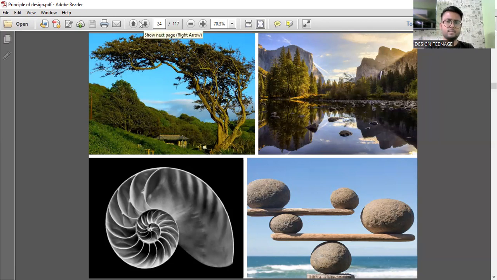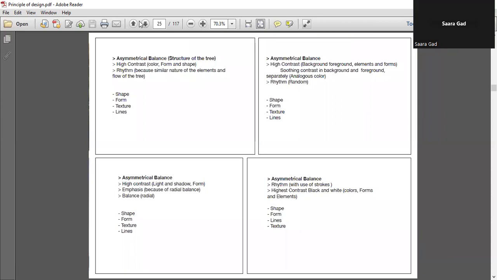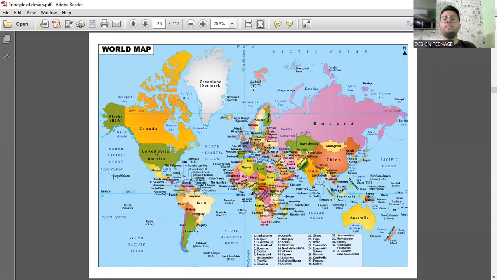Clear? Yes, sir. Okay. Now this is one of the biggest examples of asymmetrical balance. That is the world map. Everything is asymmetrically balanced. There is nothing at all which is symmetrically balanced.